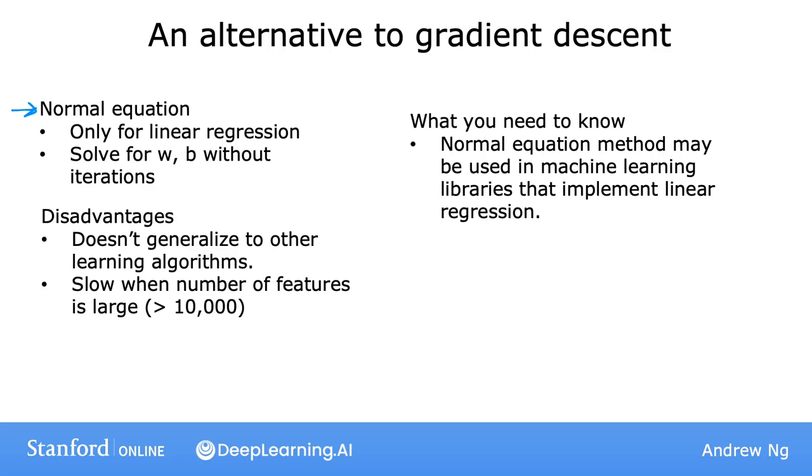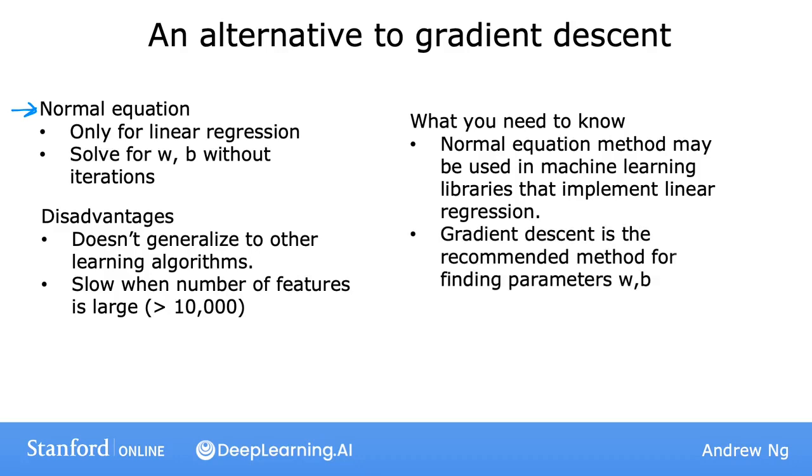So if you're ever in a job interview and hear the term normal equation, that's what this refers to. Don't worry about the details of how the normal equation works. Just be aware that some machine learning libraries may use this complicated method in the backend to solve for w and b. But for most learning algorithms, including how you implement linear regression yourself, gradient descent is often a better way to get the job done.